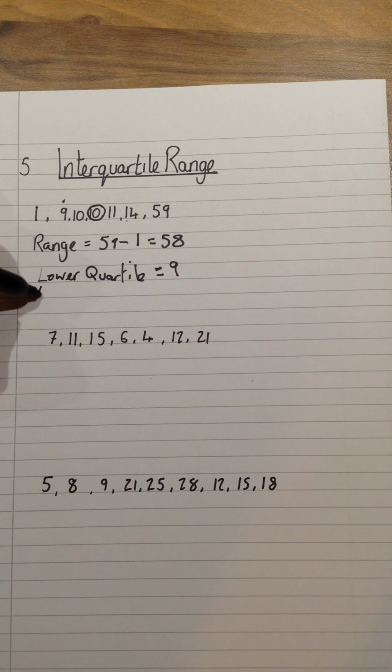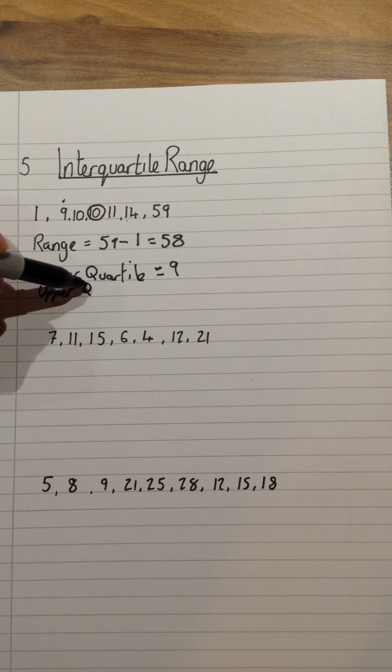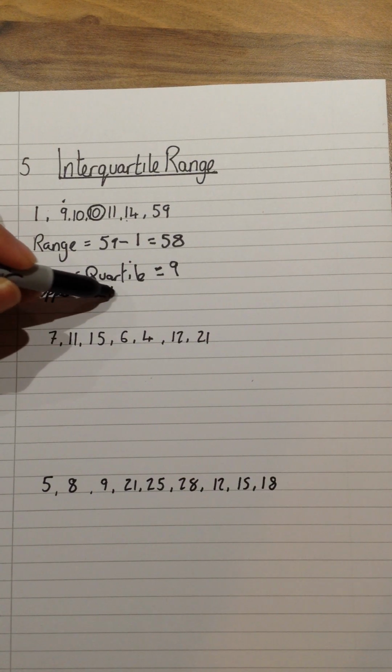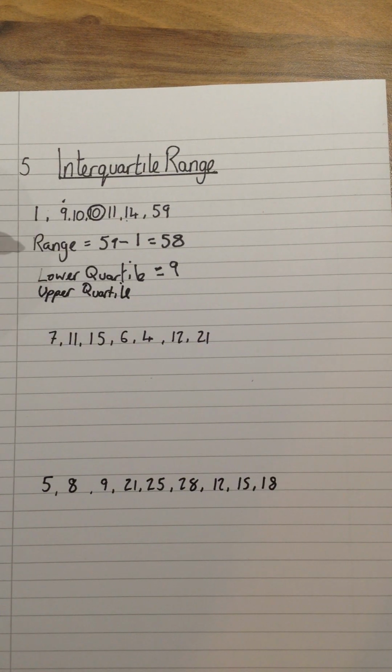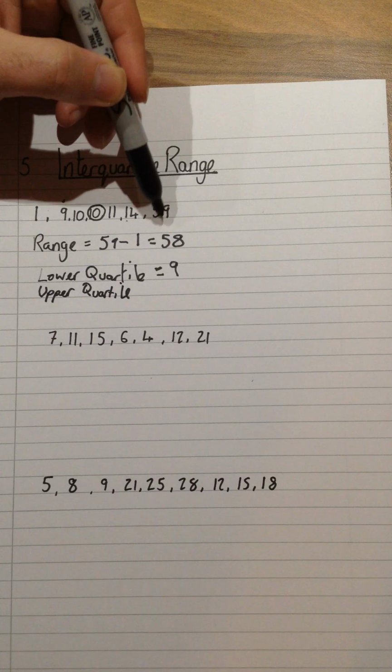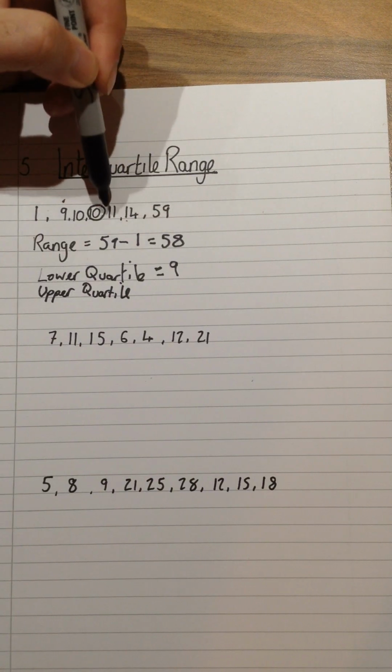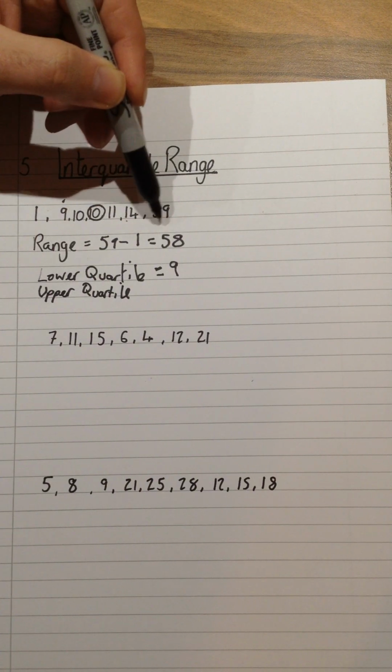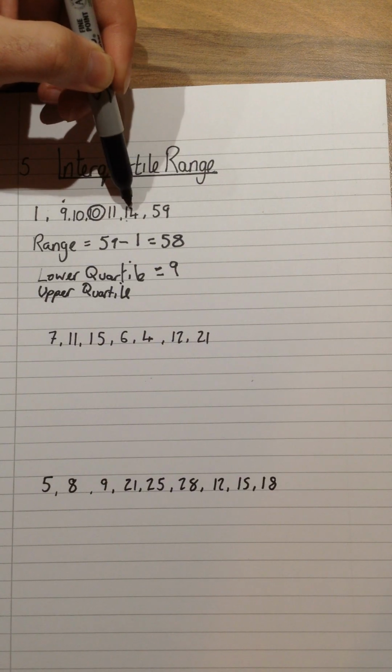The upper quartile, this is the number that is 3/4 of the way through the data. That's found in a very similar way by finding what's in the middle of everything that is bigger than the median. So the number that's in the middle of these three here is 14.